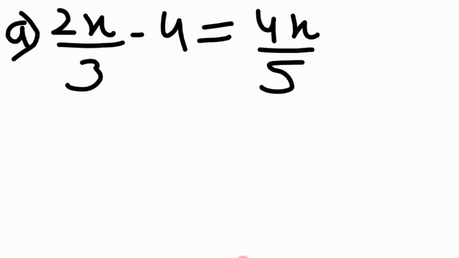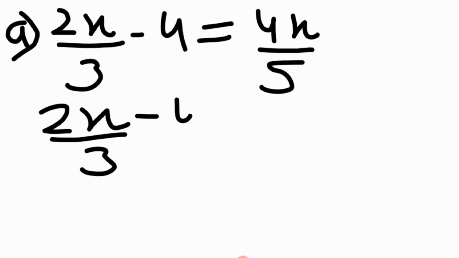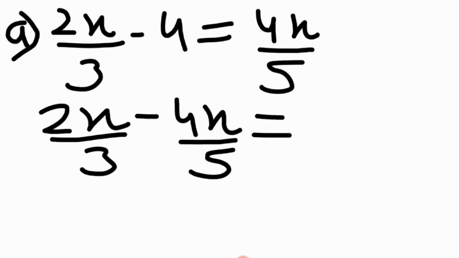First of all, what do we do? We should move all algebraic terms on one side. That is, if we bring minus 4x upon 5 to the left hand side, it gets a negative sign, and minus 4 gets a positive sign when it is brought to the right hand side.